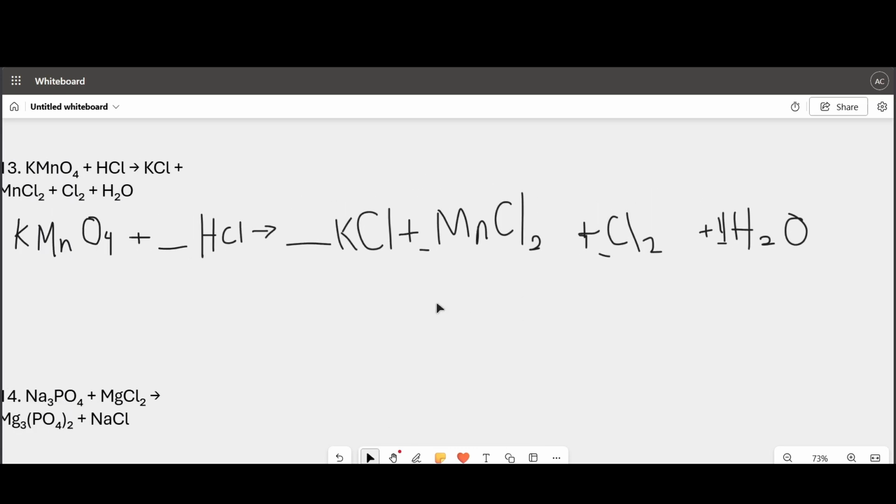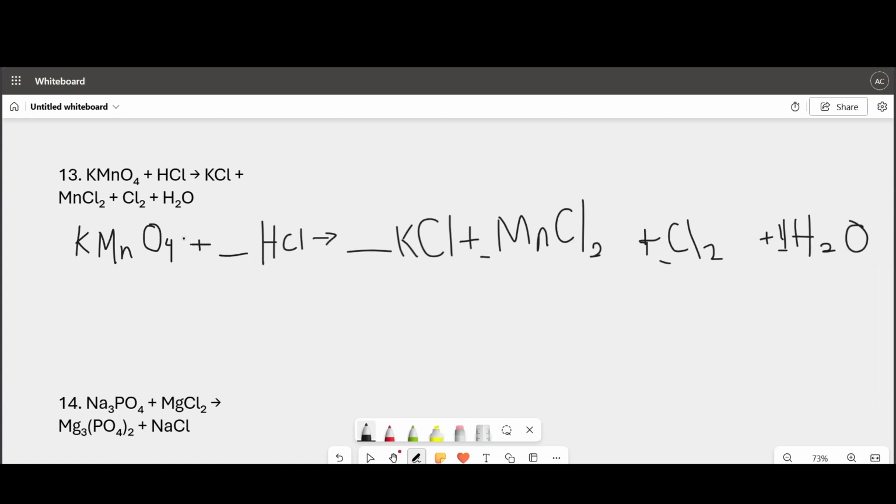Now we have to balance hydrogen. Hydrogen here is 4, so 4 times 2 is 8. So we just have to put 8 over here. Now we have to balance the chloride.